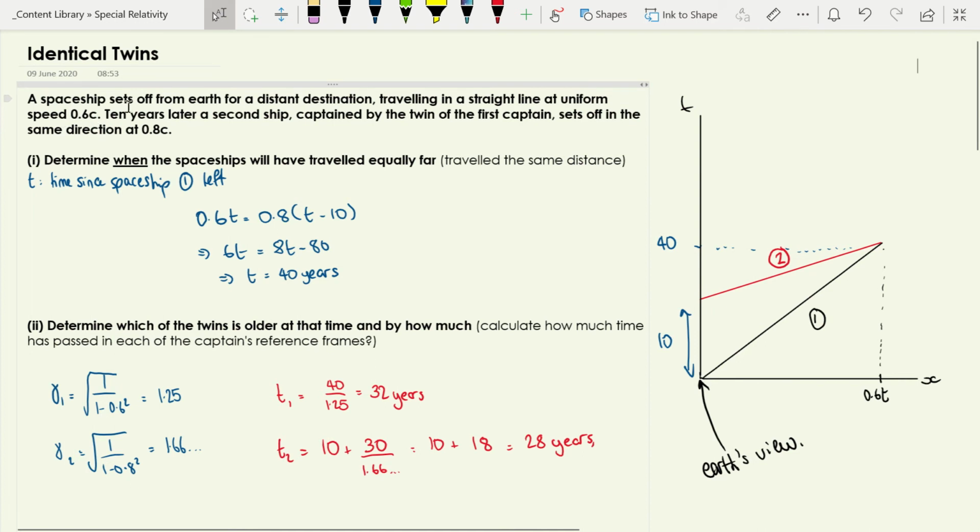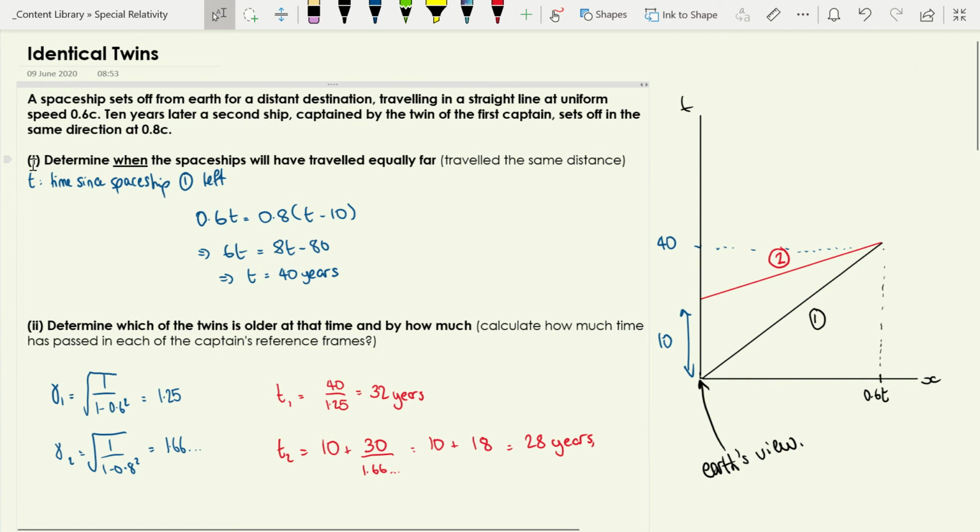10 years later, as measured on Earth, to be specific, a second ship, captained by the twin of the first captain, sets off in the same direction at 80% of the speed of light. You come across lots of twins when we're doing thought experiments in special relativity because they allow us to compare the ages of things very easily. So the first thing we're going to do is determine at what time the spaceships have traveled equally far, or potentially traveled the same distance.